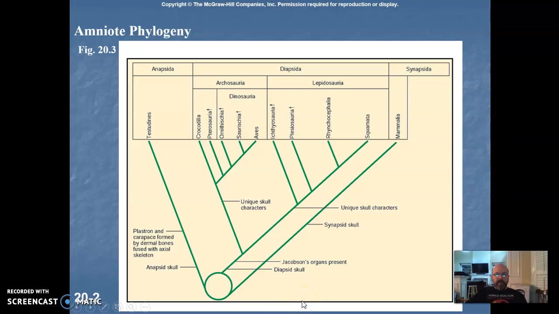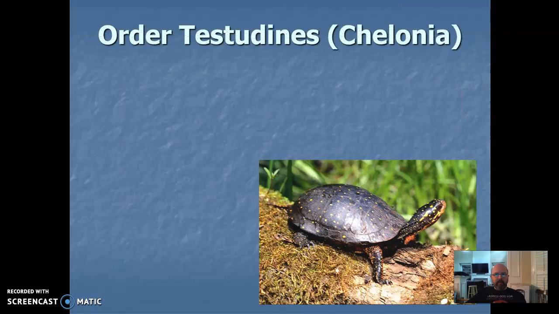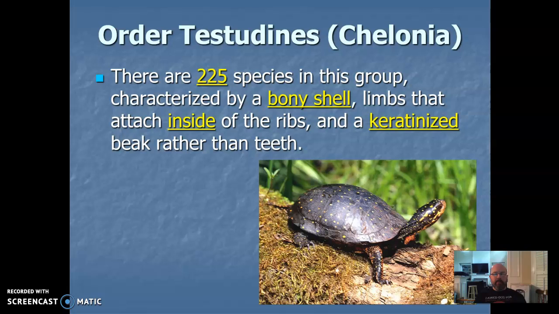All right, so moving on from the general classification of all reptiles, we're going to move into the specific classification. Under class Reptilia, we have order Testudines, sometimes referred to as the chelonians. Chelonia are what you would probably know as tortoises or turtles. It's about 225 species in this group, characterized primarily by a bony shell, limbs that attach inside of the ribs, and a keratinized beak rather than teeth.